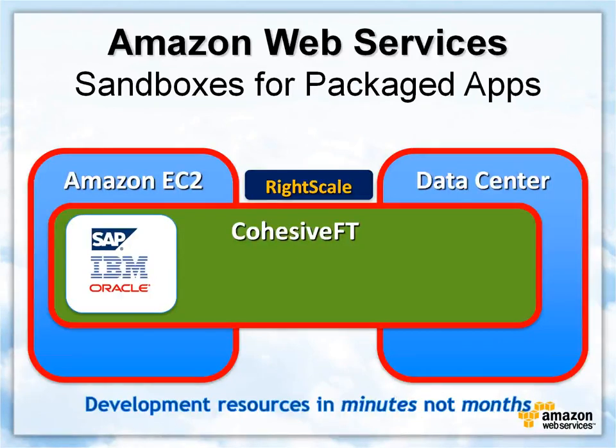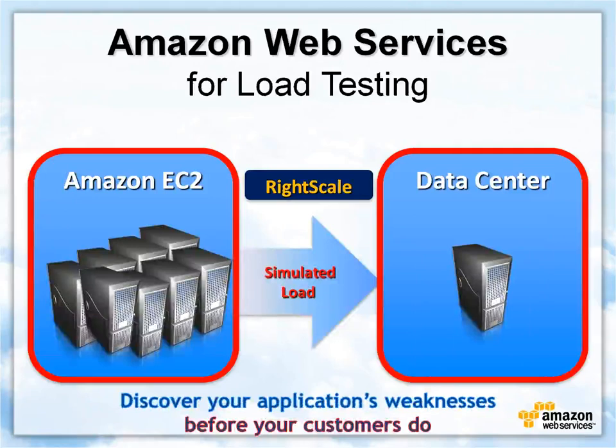Another area where we see a lot of enterprises getting started is using EC2, a service that provides servers on demand as a sandbox environment for common packaged applications. Again, you can use Cohesive FT to wrap those applications in the cloud with security so they appear as part of your own data center infrastructure. And even when you move away from startups into very large organizations, this adds immediate business value and agility to the business.